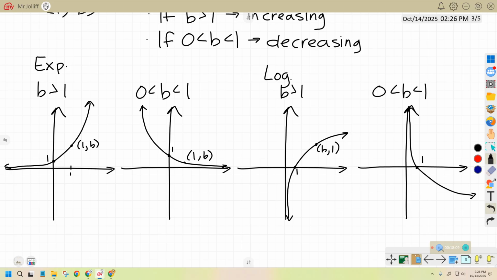Left. It's less than 1. B is less than 1. My key point is back here. It's closer to the y-axis because b is now less than 1. And b is that x-coordinate, so it should be closer to the origin. Two key points and an asymptote. I have those 3 pieces. Pretty straightforward to graph.